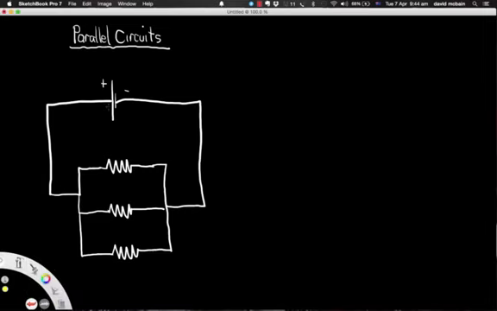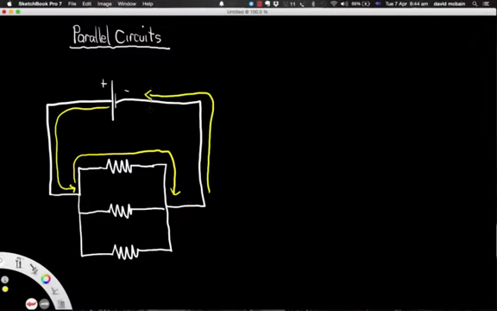So one possible route of the current could be: come out of the battery. No matter which pathway they take, they must all pass to this point. But once they get here, there's three different ways they can go. One pathway, some of the current will go through that branch and then will continue back around here to the battery.